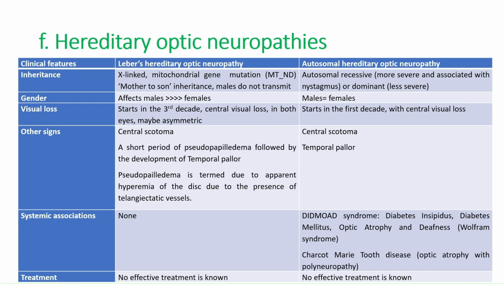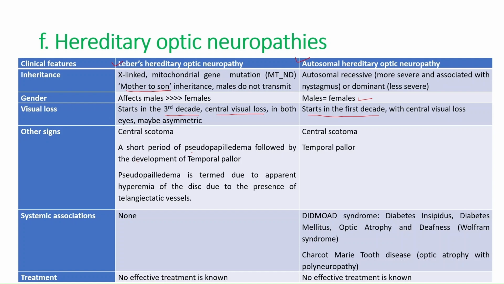Hereditary optic neuropathies mainly have two types, Leber's and autosomal. Leber's is an X-linked mitochondrial gene mutation associated optic neuropathy, and it affects males more because it is mother-to-son inheritance. The visual acuity drop is usually seen in the third decade with central visual loss, and may be asymmetric, whereas autosomal recessive and dominant forms are seen in both males and females, and the visual loss is quite bad and starts within the first decade of life.